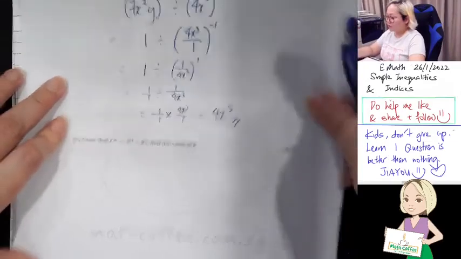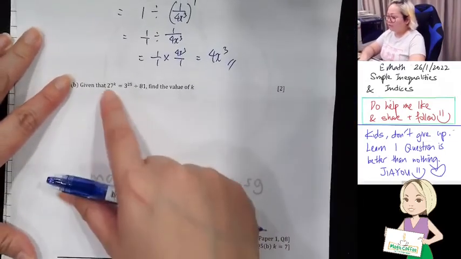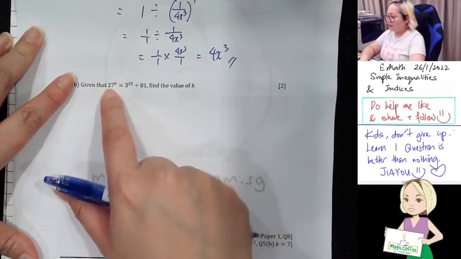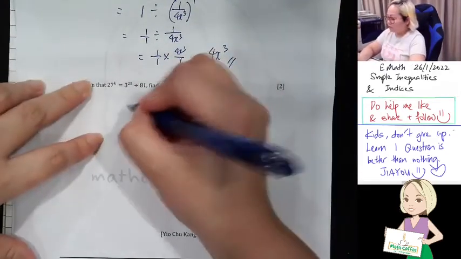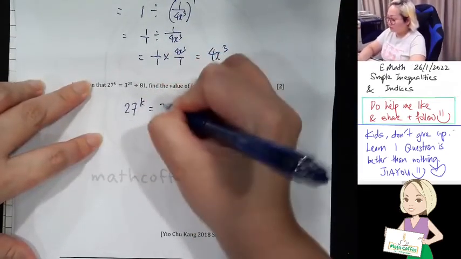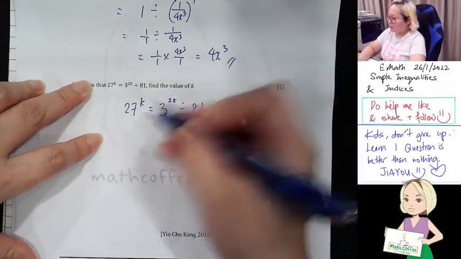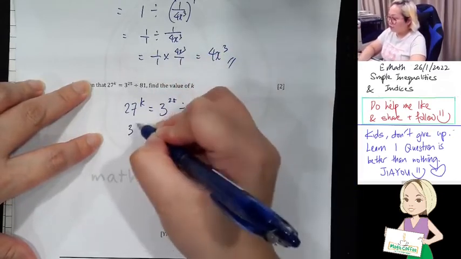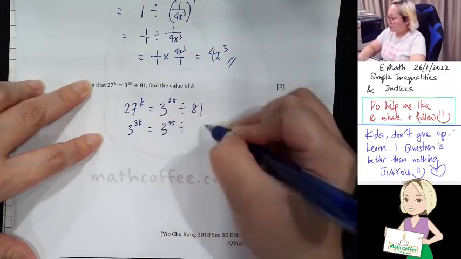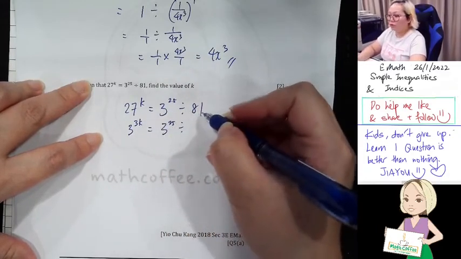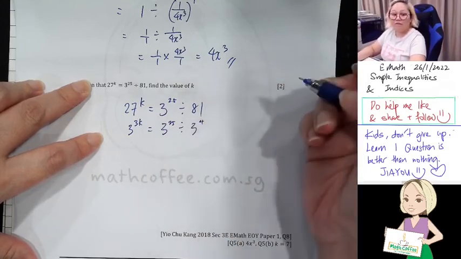Okay, so the last question is an equation again. Like I mentioned just now, you see 27, you see 3, you see 81. You must know that you must link them to base 3. So let me write out the question here. So 27 by now you should know is 3 to the power of 3. This one no change. 81 is 3 to the power of 4. If you don't know, cannot memorize, press the calculator. So 3 to the power of 4 gives me 81.